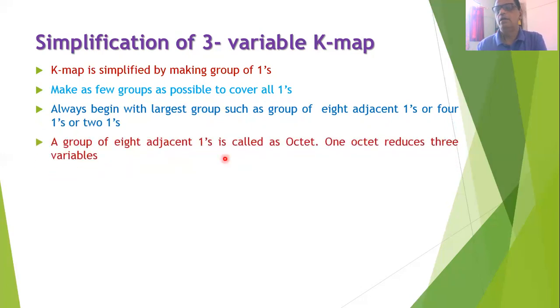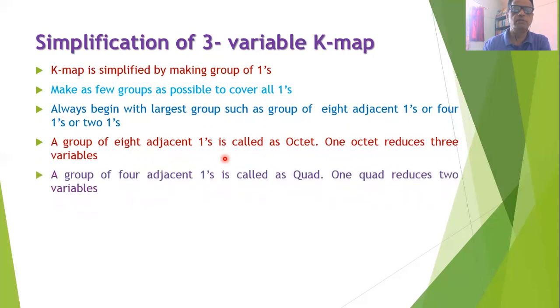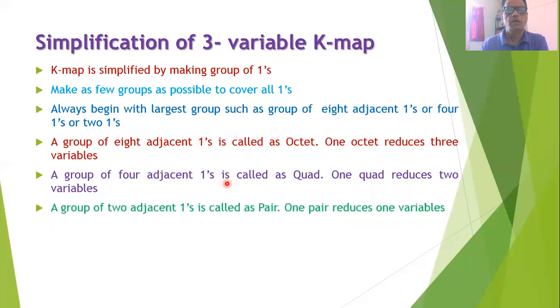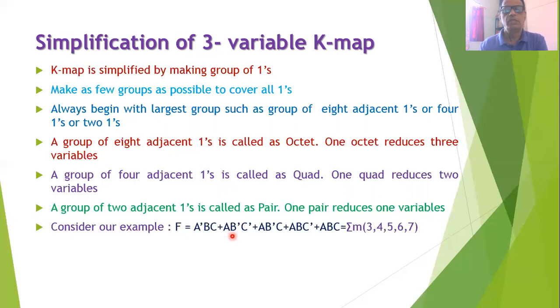As I said, if you are able to make a group of 8 adjacent ones, then that is called an octet, and 1 octet will reduce 3 variables. A group of 4 adjacent ones is called a quad, and 1 quad will reduce 2 variables. A group of 2 adjacent ones is called a pair, and 1 pair will reduce 1 variable. Now consider the example where F is equal to summation of minterms 3, 4, 5, 6, 7.